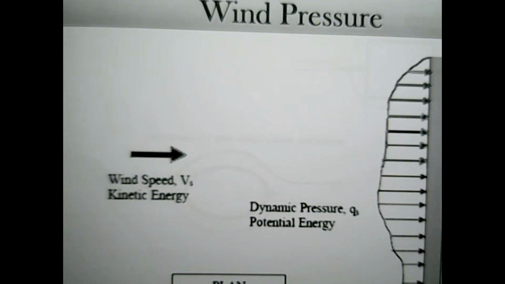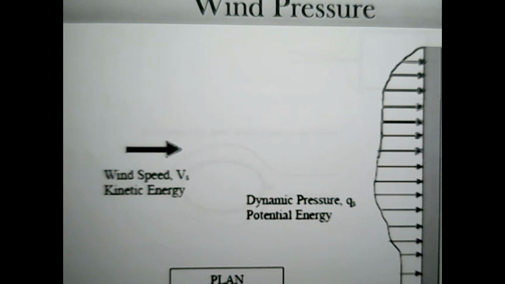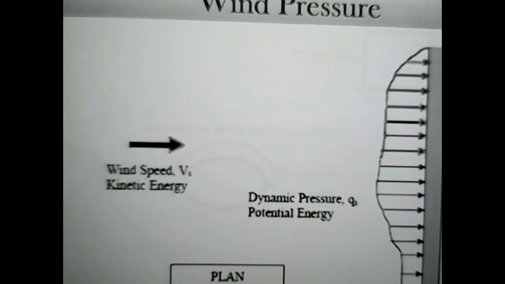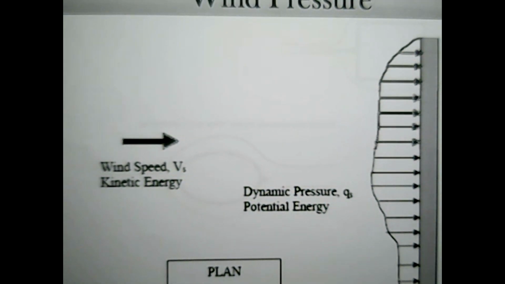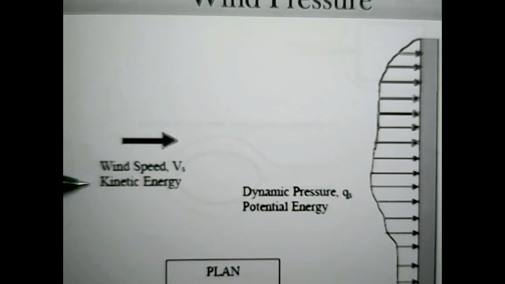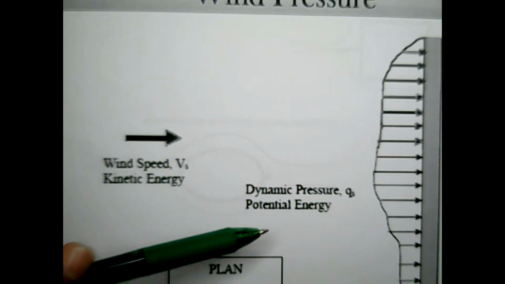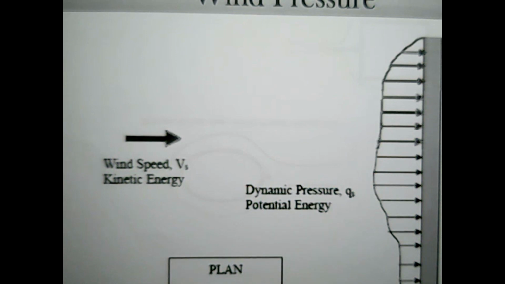Wind pressure. Okay, so before we go straight to the examples, I will explain a little bit about what wind pressure is, because you need to understand the wind pressure itself. So this is the plan view of a building, which is rectangular in plan and subjected to the wind speed. It has kinetic energy because it's moving, and then it will cause a dynamic pressure and change to potential energy.